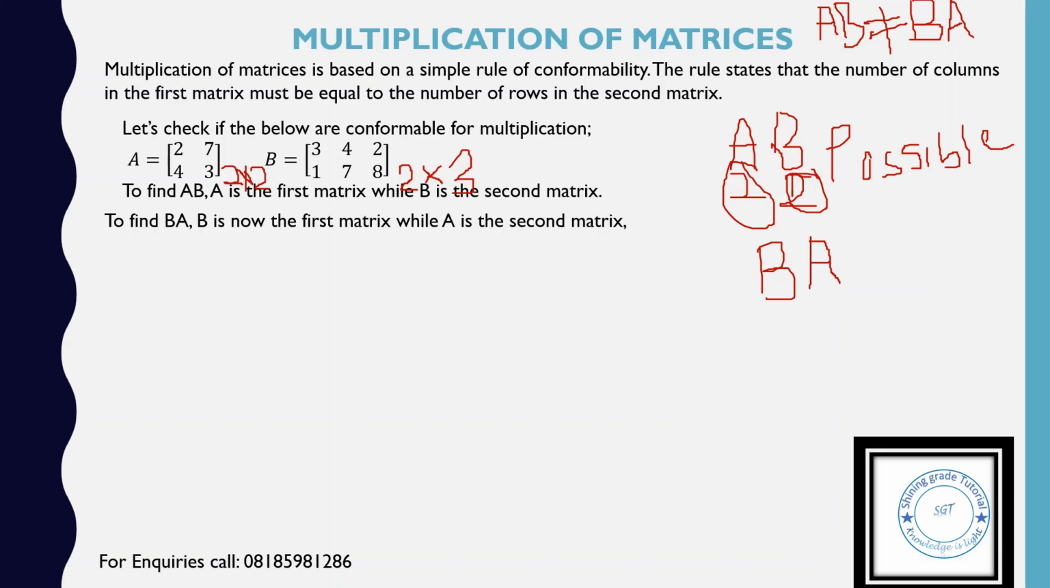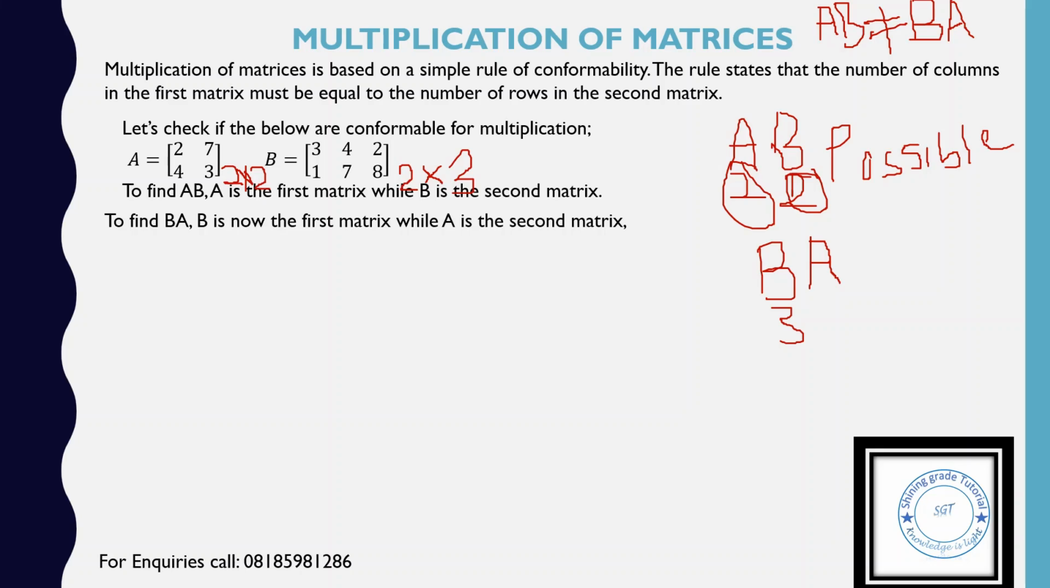So let's say we want BA, to check if it is conformable. By our conformability rule, B will become the first matrix now, and A will become the second matrix. So what is the number of columns in the first matrix, B? It has 3 columns: 1, 2, 3. This should be equal to the number of rows in the second matrix.